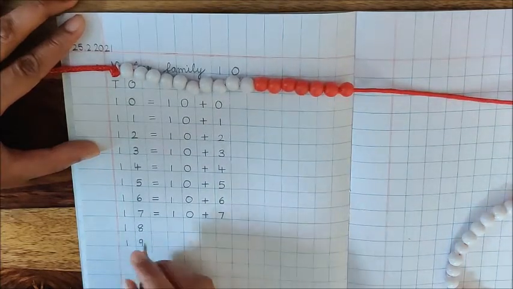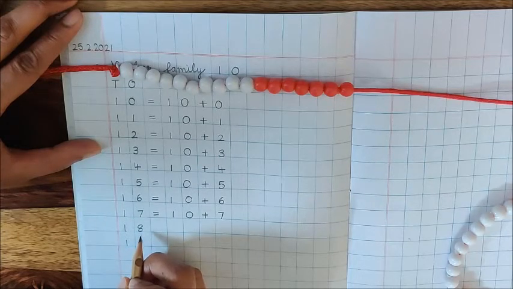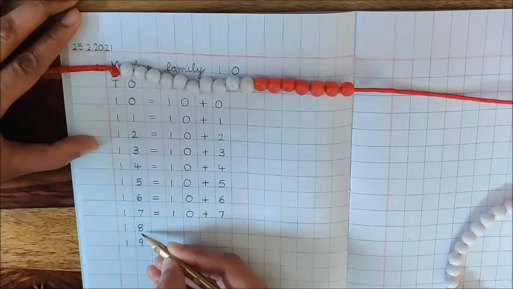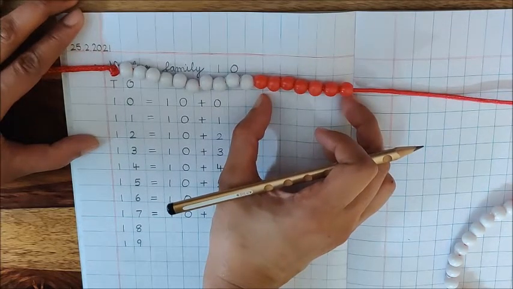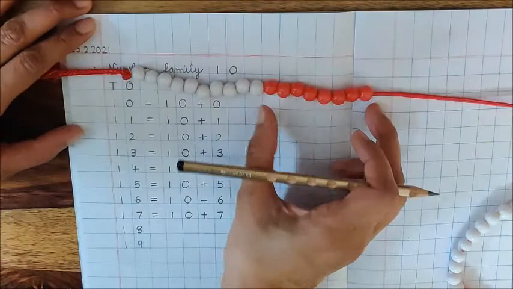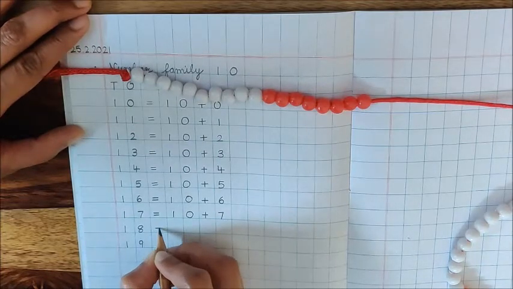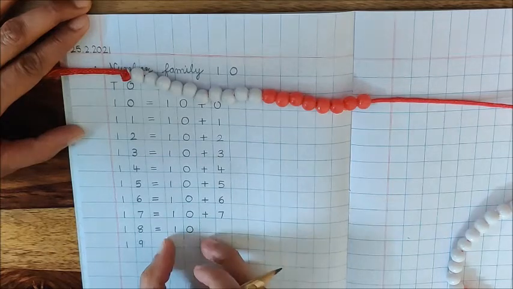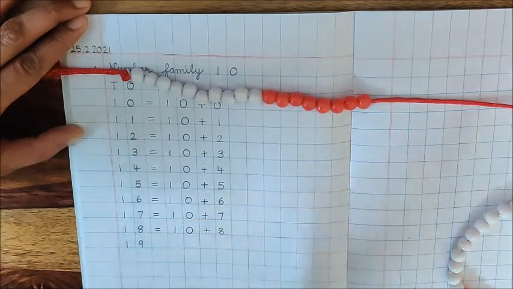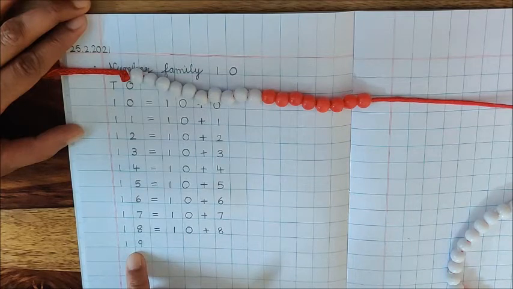7 ones. Next number is 18. How many tens and ones in number 18? 1 ten and 8 ones is number 18. 1 ten we already have. We need 8 ones. Here we have 7 ones. How to make 8 ones? Take out one more. It is 8 ones now. Count 1, 2, 3, 4, 5, 6, 7, 8. 8 ones. 1 ten and 8 ones is number 18. So right here 18 is 1 ten. First we took out 1 ten and 8 ones is number 18. Pehle 1 ten nikala, phir 8 ones nikal diya. Ban gaya number 18.